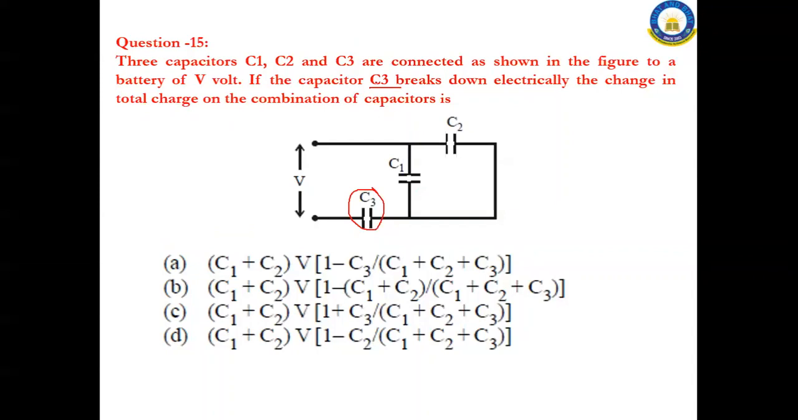So first we have to calculate the charge due to the full combination of three capacitors. Then if this capacitor breaks down, we find the charge on the remaining two capacitors, and the change means the difference between the two. These are the options given here. Note the options. So in the solution, first we will calculate the equivalent capacitance of all three. I'll move on to the next slide.